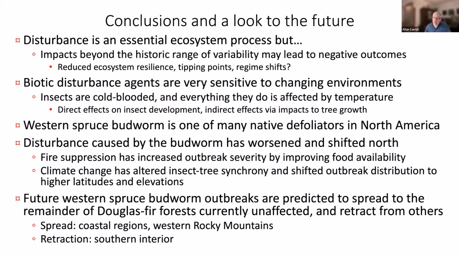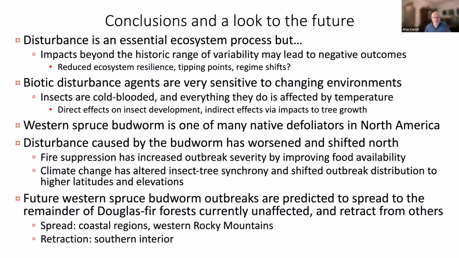So next, we have Western spruce budworm. This is just one of many native defoliators in North America and a critical and necessary component to most of our forested ecosystems. The budworm has worsened its impacts though recently because there's been a shift northward in the populations as a consequence of shifting synchrony between the insect and the tree, together with our forest management efforts through fire suppression that have actually increased the amount of food available to outbreaks. So they're shifting north and they're lasting longer because they've got more to eat.